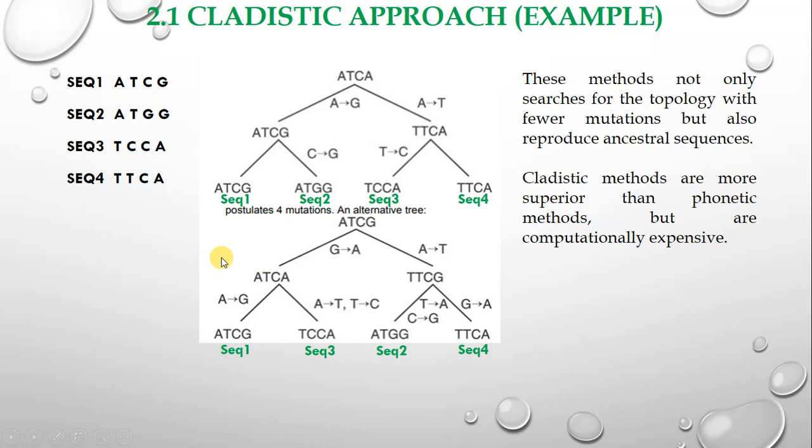Now in the third, the program will try sequence 1 with sequence 4, sequence 2 with sequence 3, and once again they will count the number of mutations. So remember, maximum likelihood or maximum parsimony will prefer a tree with the least number of mutations. So if we talk about these two trees, this one is the optimal tree, not this one, because this tree supports 8 mutations and this tree supports 4 mutations.